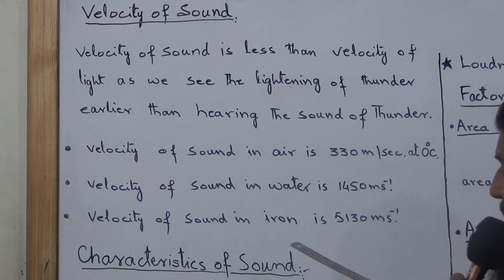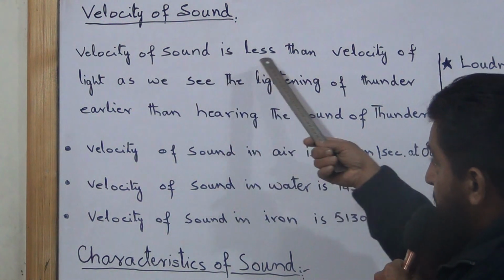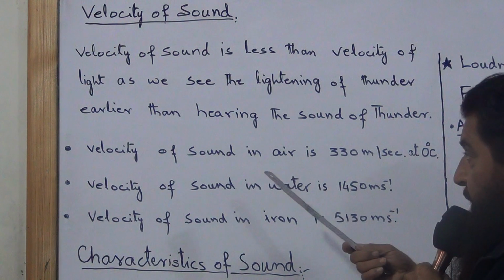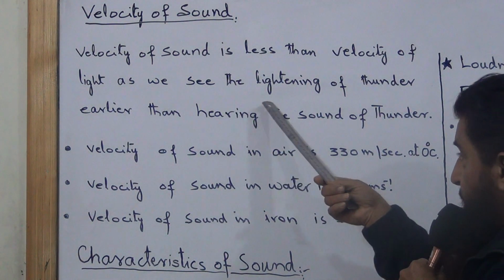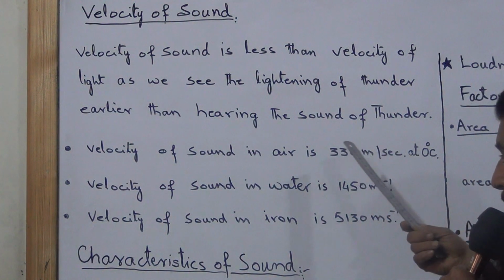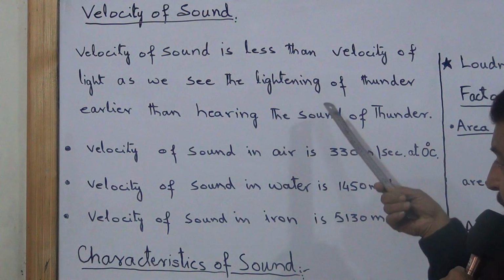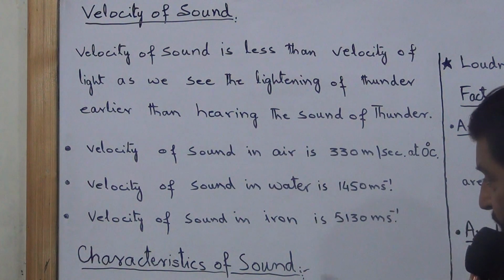So, as you have observed, when there is thunder, you see the lightning before hearing the sound. It means the velocity of light is greater than the velocity of sound.